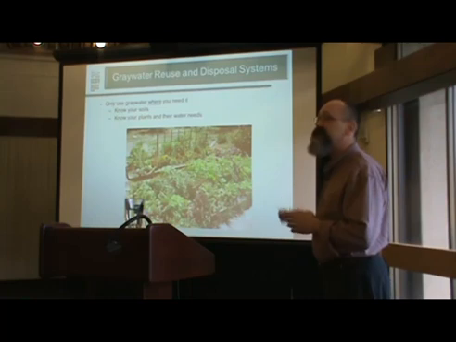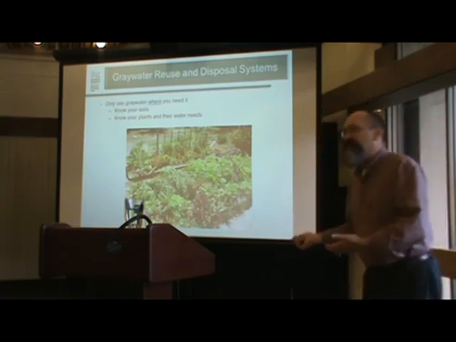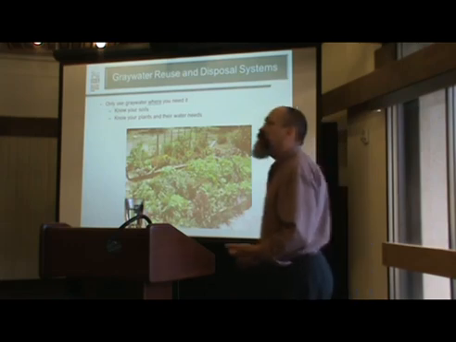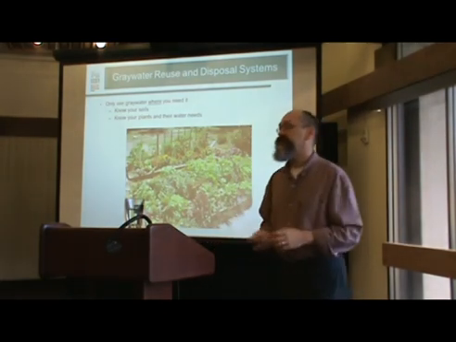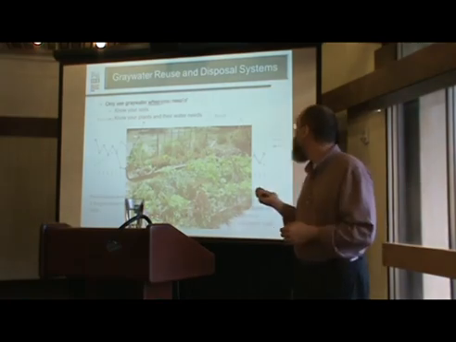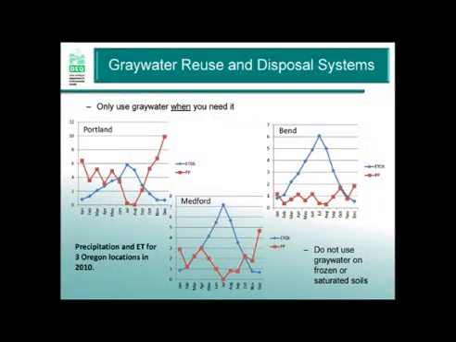And also know your plants and their water needs. As I mentioned, if you're going to use gray water from your laundry and it has a high pH, you don't want to apply it to acid-loving plants. So very basic sorts of things. So only use gray water when you need to use it. So this is pretty key.